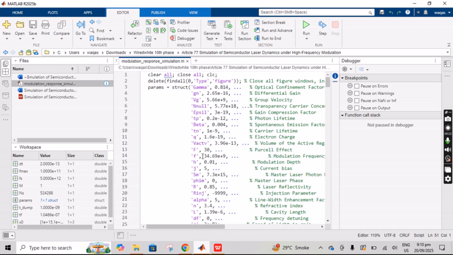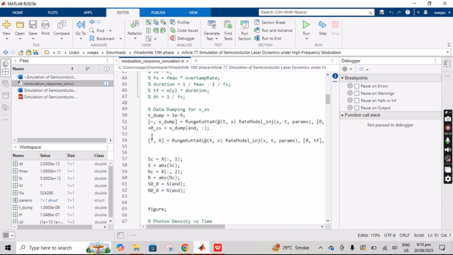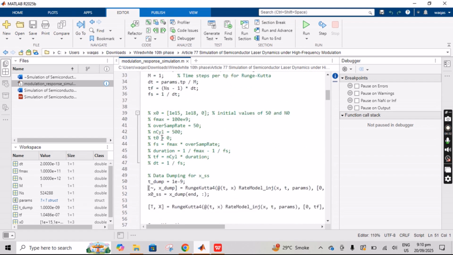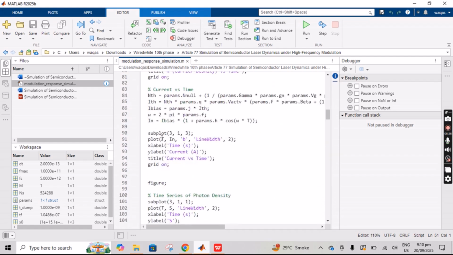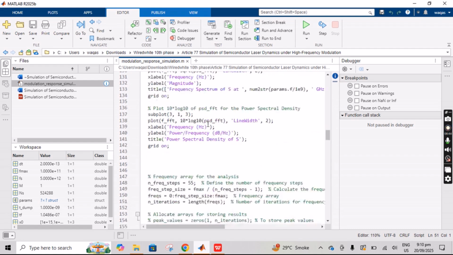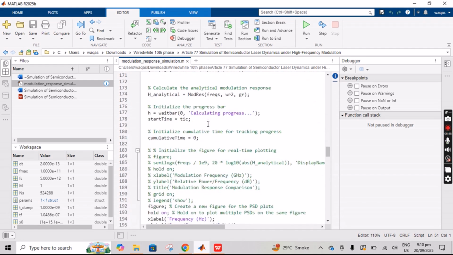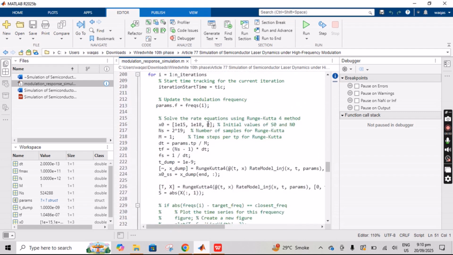These are the MATLAB codes for the modulation response of different Runge-Kutta methods used with the different parameters, including our Runge-Kutta method as well. Photon and FFT we have used. You just run the project and you will get the output results. These are the complete MATLAB codes, with different parameters used in our cases.